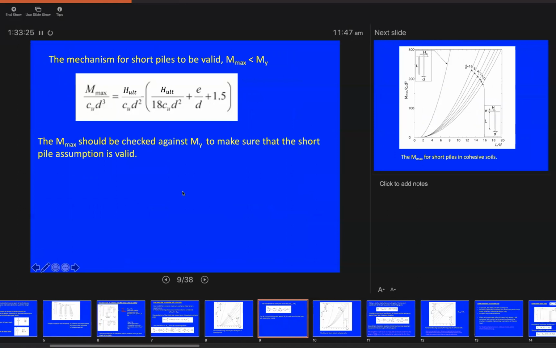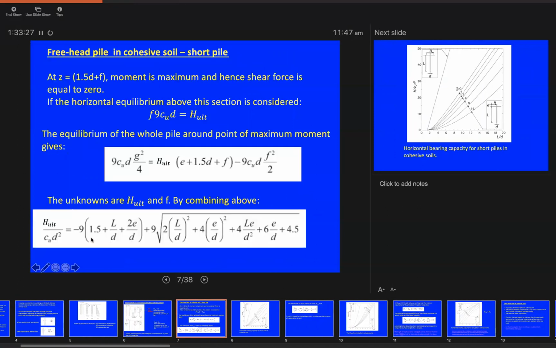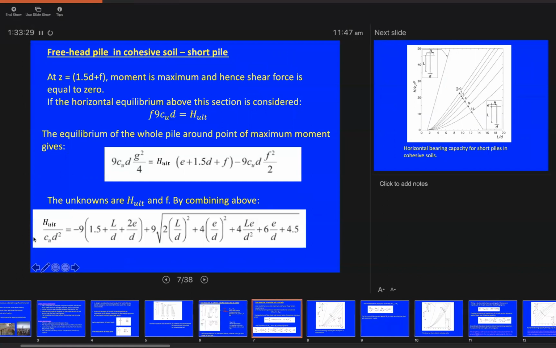And as you can see, to solve for H ultimate using these equations, the rest of the variables here are all given in the questions: c_u, d, L, and e values are all given in the questions.